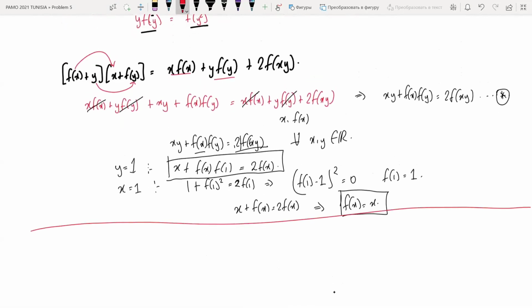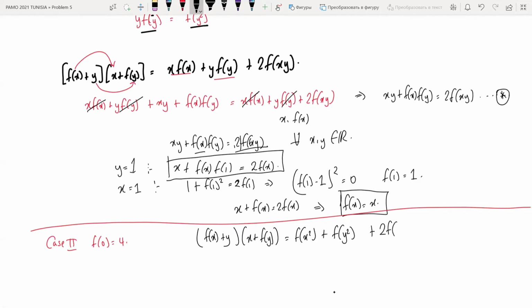So let's go to the second case now. Case 2: f of 0 equals 4. So let me write down our question now. Remember, this was our question. We are going to do something very similar to what we did in our earlier case, just that here we get some different numbers. So what we're going to do is plug in y equals 0 and leave x as it is. So this gives us what?